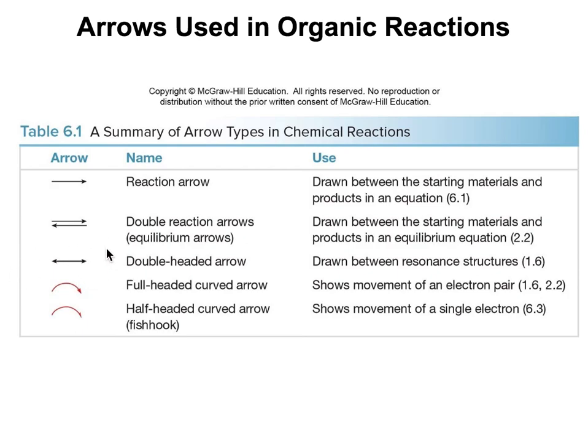Then we also have the double-headed arrow. Remember what that was for? That was for resonance structures, right? Remember, resonance structures are the ones where only electrons are moving around. And now here we have a full-headed arrow, and that's the one where two electrons are moving at the same time. And the half-headed arrow, we call it fish hook because it looks like a fish hook, and that's the one where only one electron is moving.